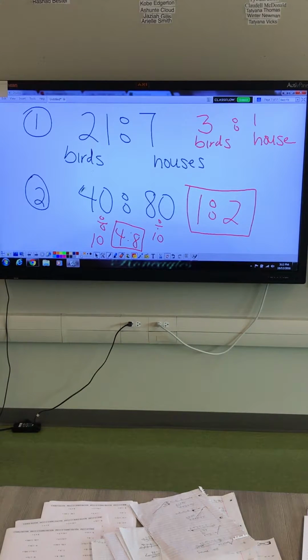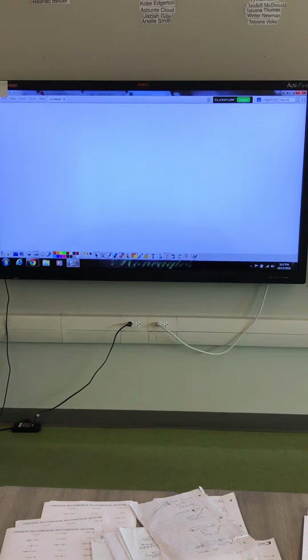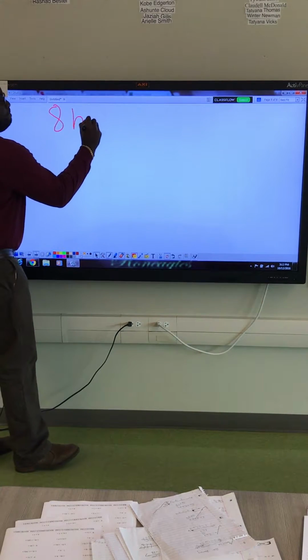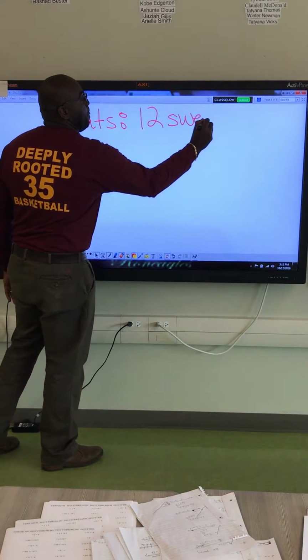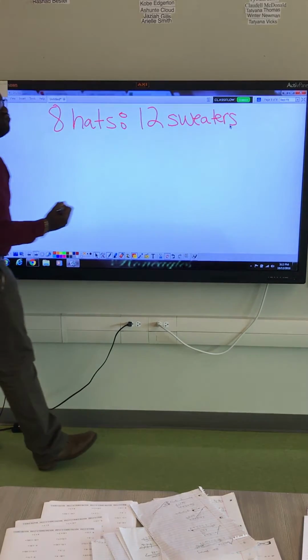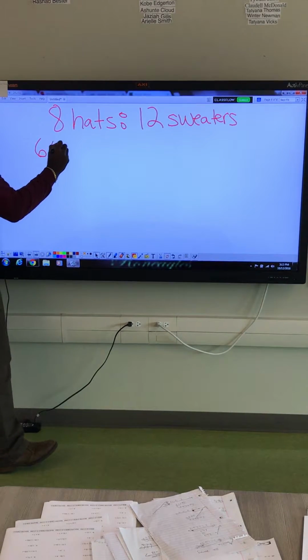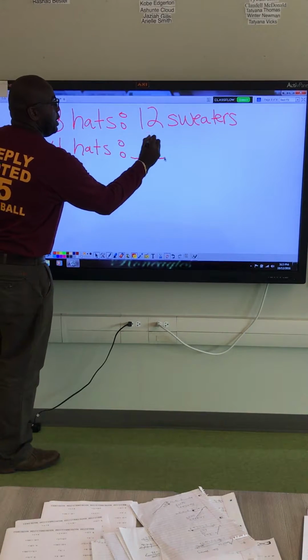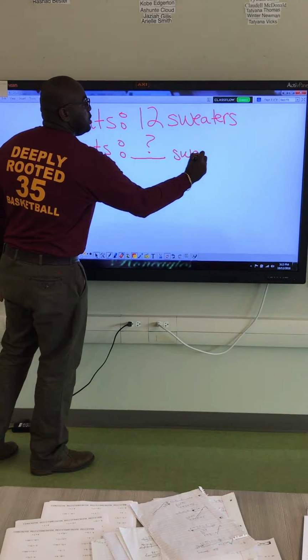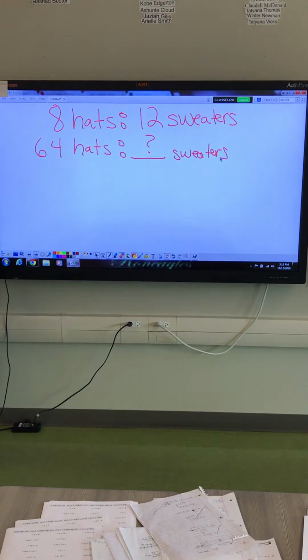Next problem. We have 8 hats and 12 sweaters. So if I have 64 hats in my closet, we have to figure out how many sweaters I will have. We have 8 hats in my closet. We have to figure out how many sweaters I will have if the ratio is 8 to 12.